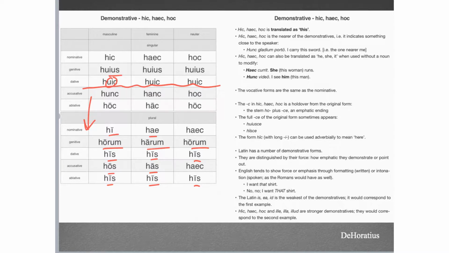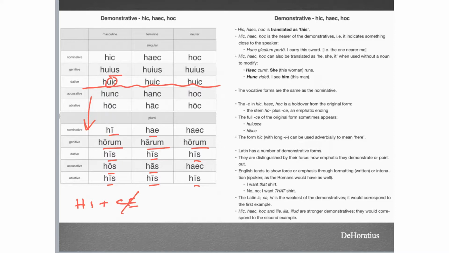Now the C, and you see that in hic, haec, hoc, and some of the other forms as well, the C is essentially an intensifying ending in old Latin. Most of that has dropped out. Certainly the E has dropped out as the language evolved. The C remains in some forms, but not all forms. So really, in those forms with the C, you're looking at what comes before the C as the indicator of the case, number, and gender.